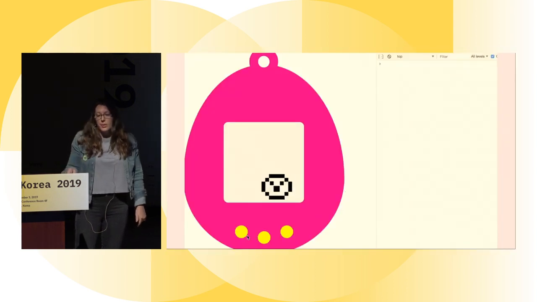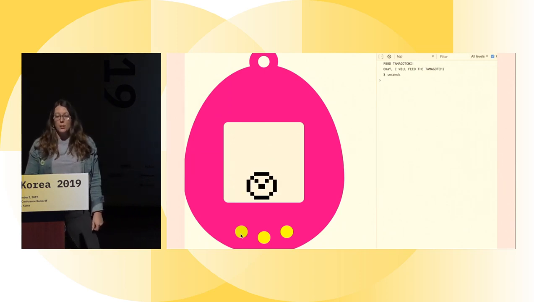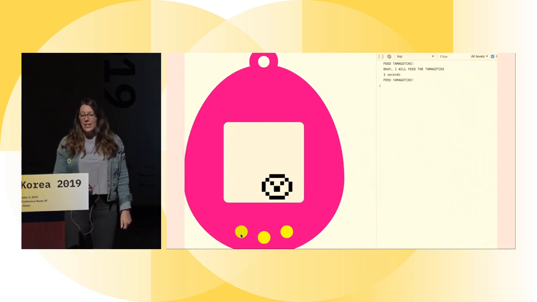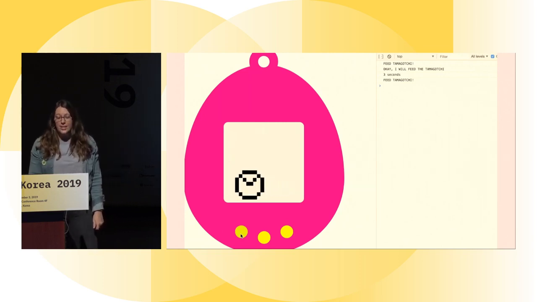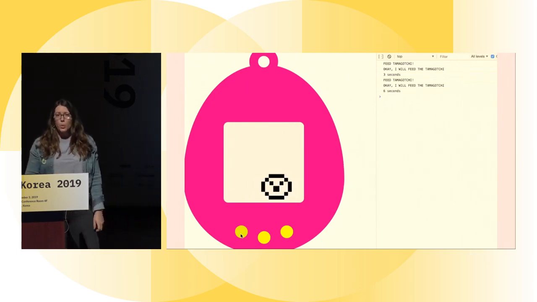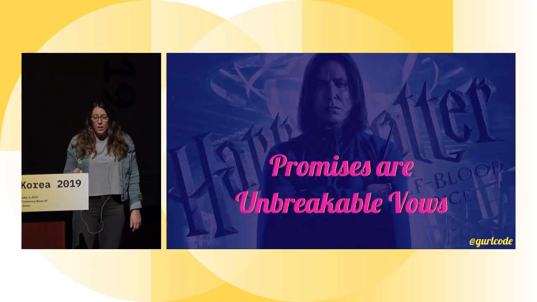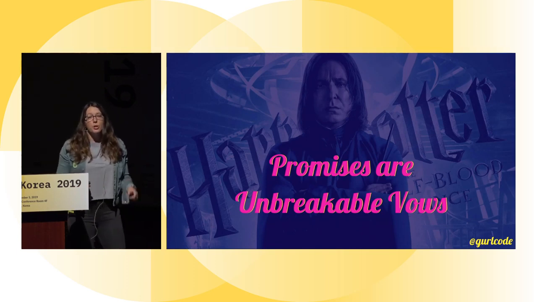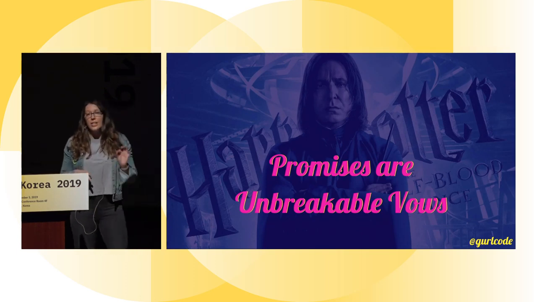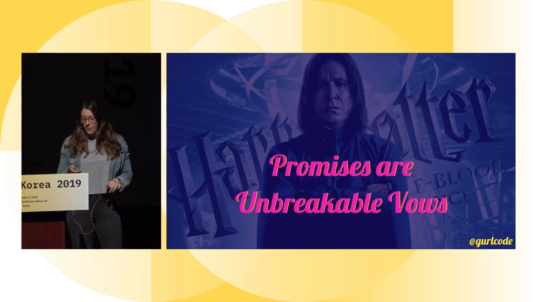And unfortunately, the problem that I found was that this just doesn't work. So I'm requesting to feed the Tamagotchi, but the feed animation is actually delayed until the idle animation completes. So this can be upwards of 7 to 8 seconds, and this is not going to work. What I actually need to do is cancel the promise that runs the idle animation. Except you can't cancel promises. Promises are unbreakable vows. You can throw errors in promises, and you can catch those errors, but you can't actually cancel a promise. All the attached .then functions are going to fire.